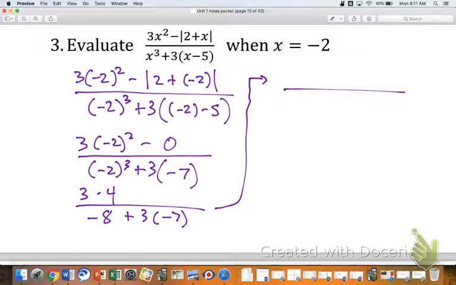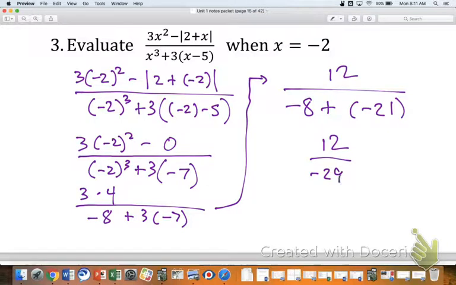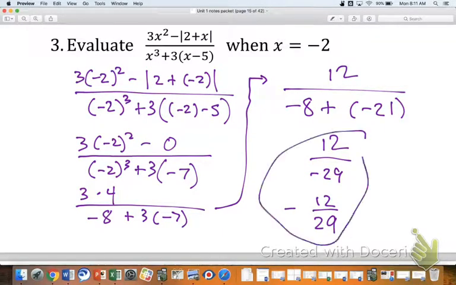3 times 4 in the numerator is just 12. I'm down to my multiplication and division. In the denominator, I've got 3 times negative 7. And what's that? Negative 21. All right. So this is going to come out to be a pretty interesting answer. Denominator ends up being negative 29. So I've got 12 over negative 29. You could also write that as just negative 12 twenty-ninths, since a positive divided by a negative is just a negative, you could rewrite it like that. I would take either one of those. Either one of those is totally fine.